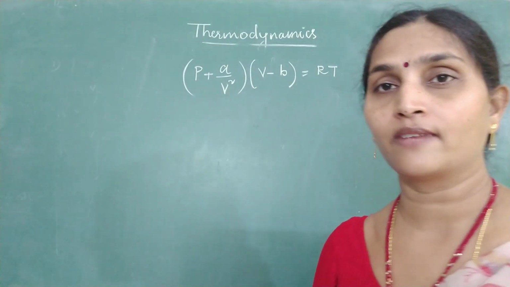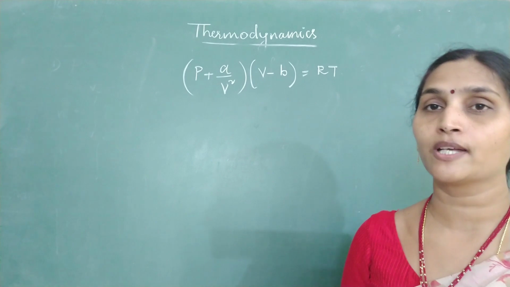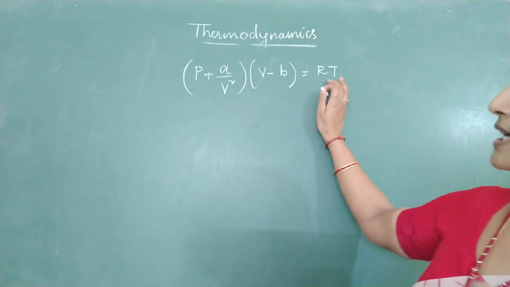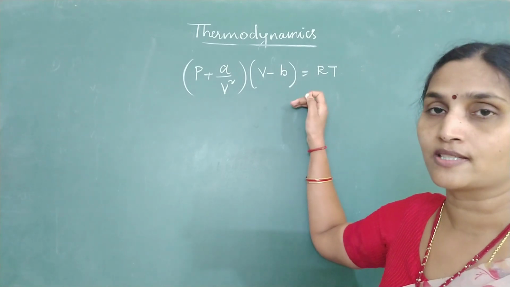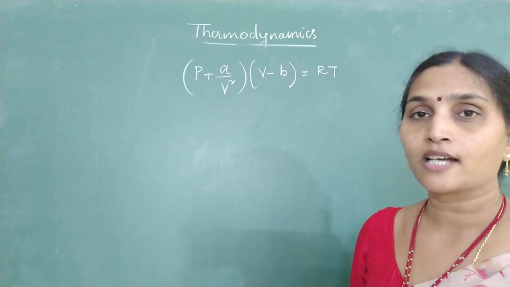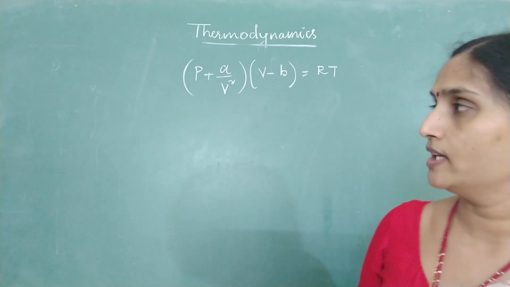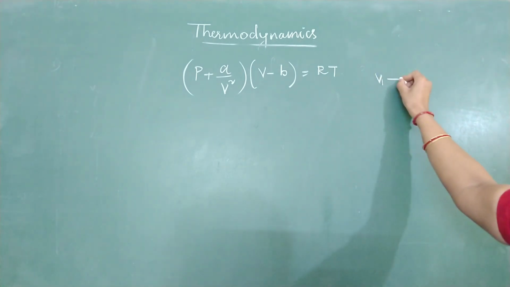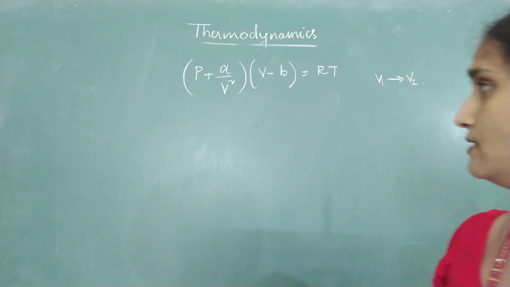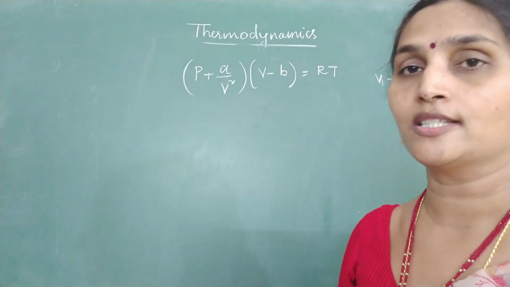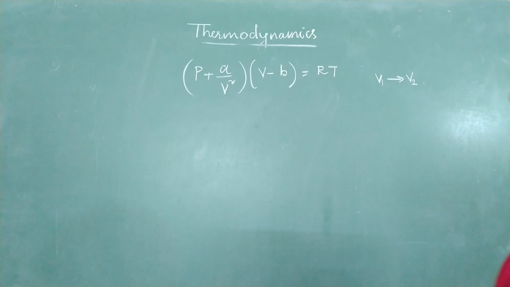Okay, look at this question. It's a van der Waals equation: P plus a by V square into V minus b equals RT for 1 mole of a gas. This is a real gas equation. From this relation, they are asking you to evaluate the work done when volume changes from V1 to V2. I repeat the question: from the van der Waals equation, determine the work done when volume is changing from V1 to V2. How do we evaluate it?